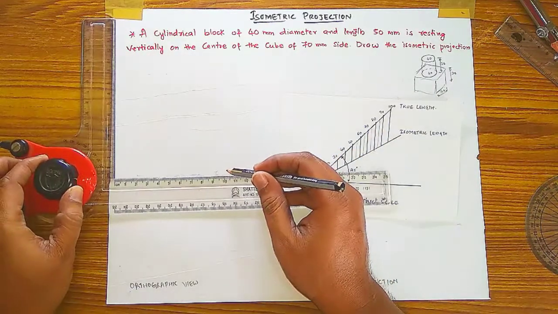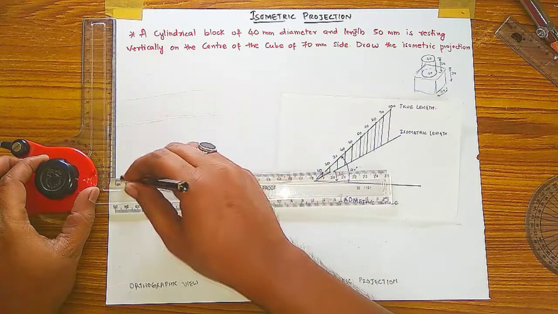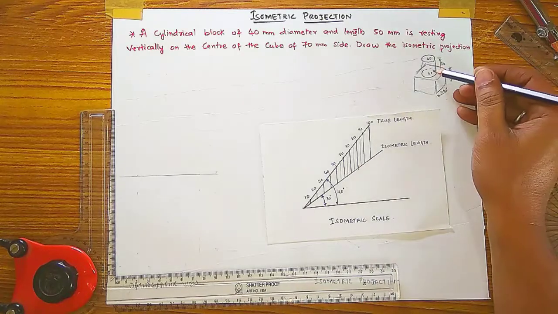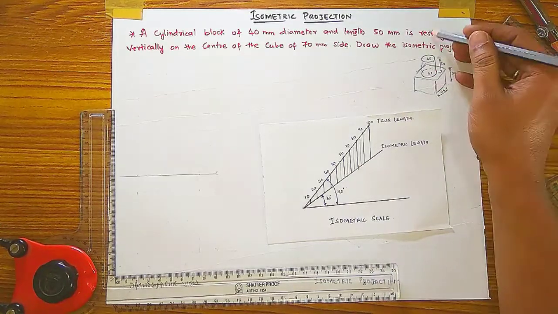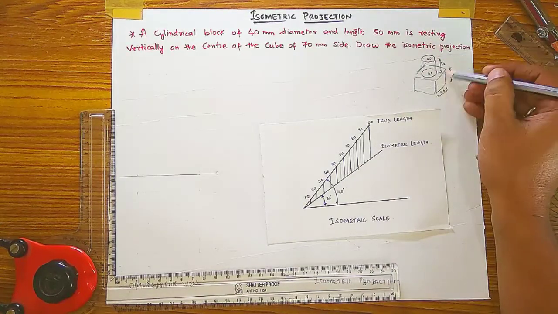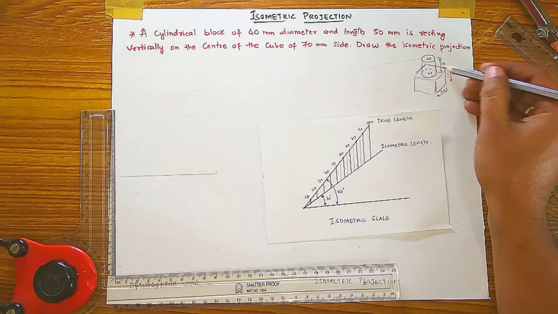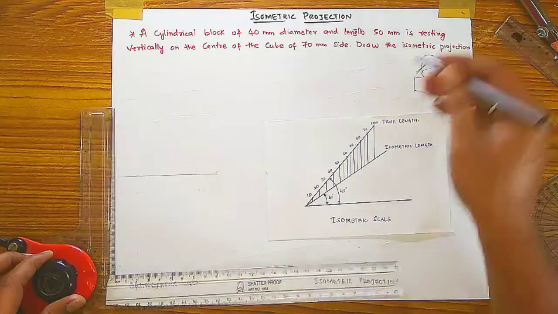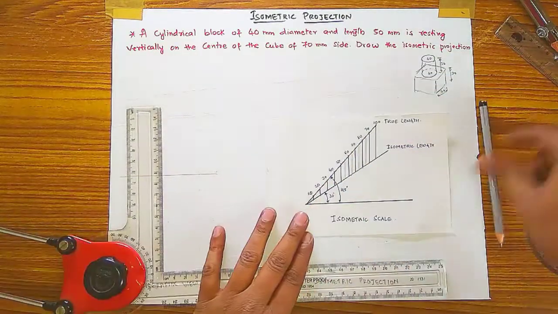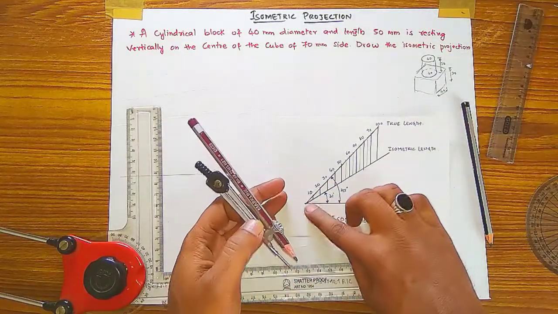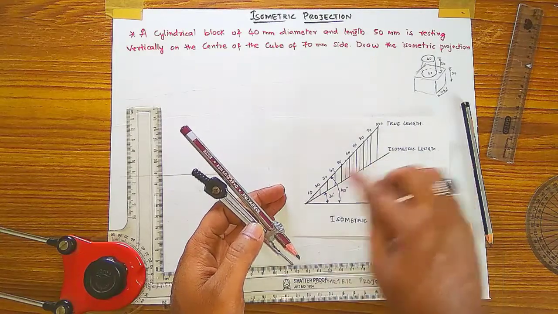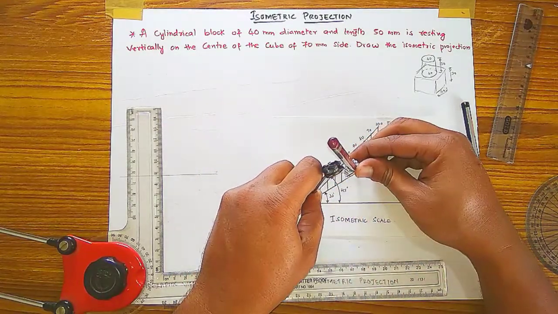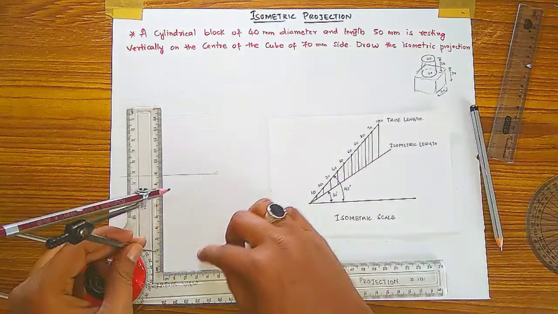To draw the orthographic view, first you have to draw a reference line like this. Then if you see this section from the top, your cube square is visible, of 70 mm. So first you have to draw that on the top view, because we are seeing from the top. But for this 70 mm, we have to take the isometric length to draw this square. So the 70 mm square will be this much.